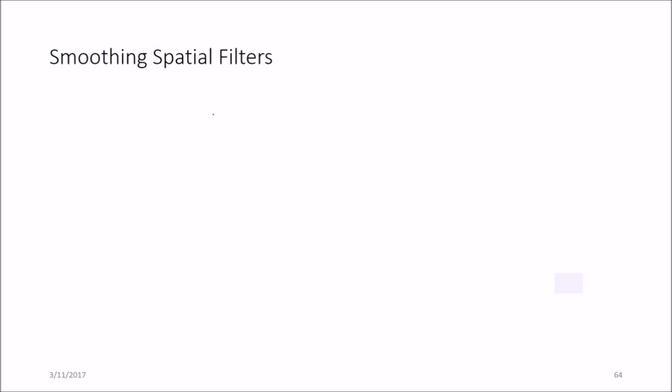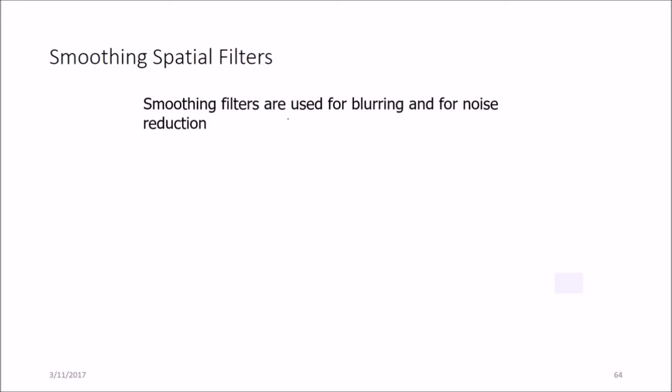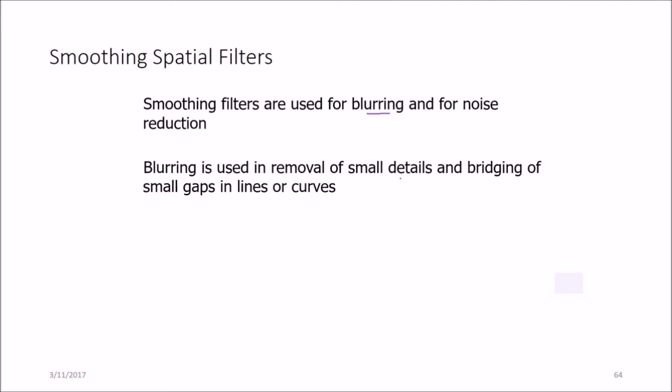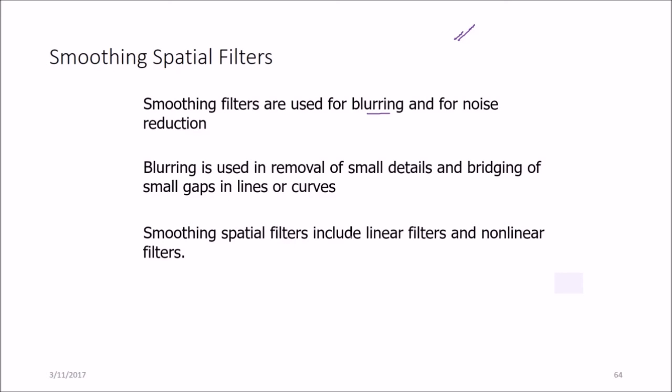Then we come to the smoothing spatial filters. Smoothing filters are used for blurring and for noise reduction. Blurring is used in removal of small details and bridging of small gaps in lines or curves. So if some break of a curve is there, it can be made good by blurring. So smoothing spatial filters include linear filters and non-linear filters also.